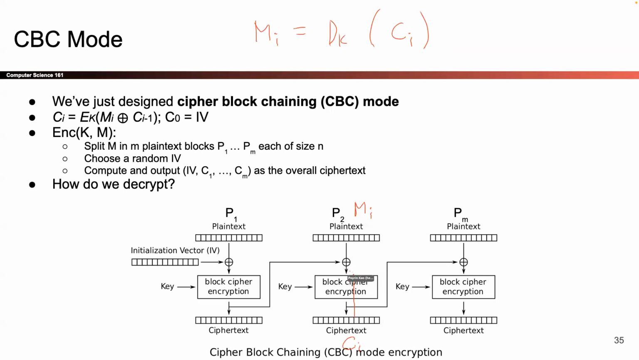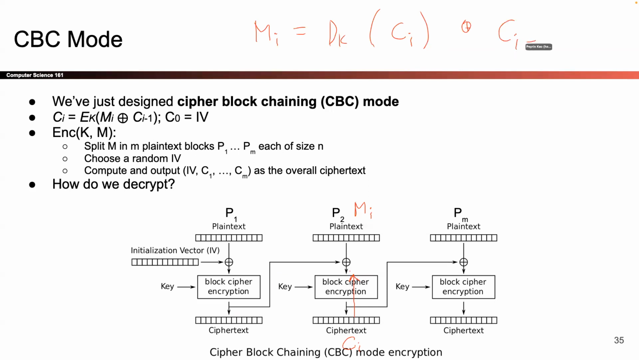So now what? Well, now I need to get rid of this XOR because I want to go all the way back to M sub I. So I want to cancel out that XOR that I added in earlier. So how do I do that? Well, after I decrypt, I need to cancel out the XOR. What did I XOR it with? I XORed it with the previous ciphertext.